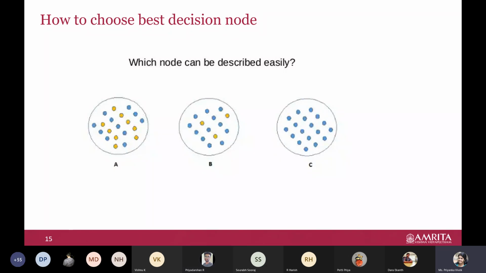A. Yeah, so can you tell me why you felt C is the node which would have a lot of information? Because all the points belong to the same class. Okay, what about somebody else who said A? Ma'am, there's equal distribution, so you can divide better. Divide better. Okay. Anybody else?